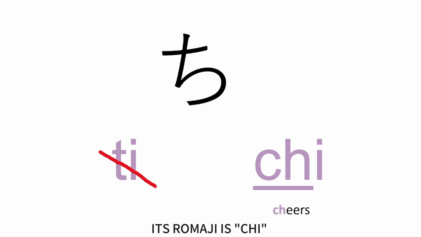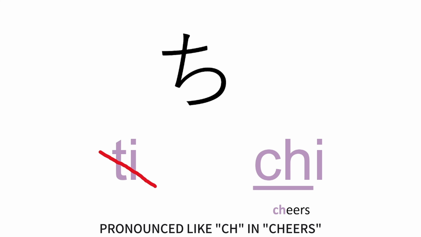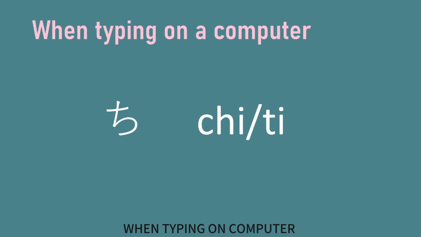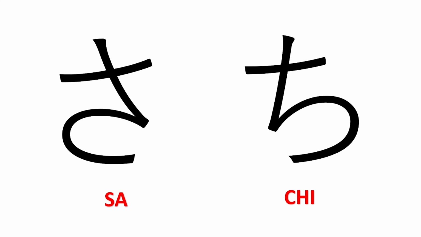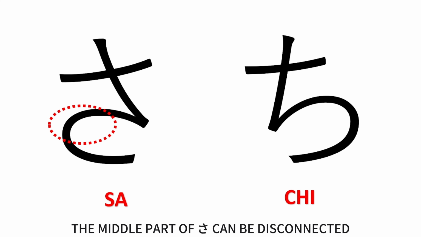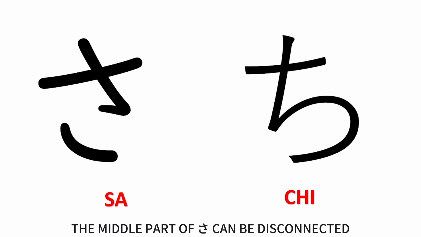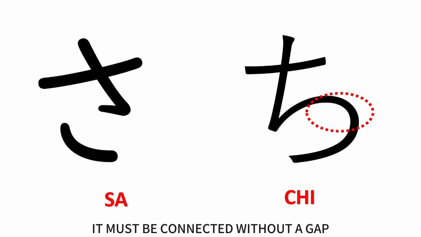Its romaji is CHI, pronounced like ch in cheers. When typing on computer, you can input CHI or TI. Chi and sa look familiar, like a mirrored reflection. The left one is sa, and the right one is chi. Remember, the middle part of sa can be disconnected, but for chi, it must be connected without a gap.